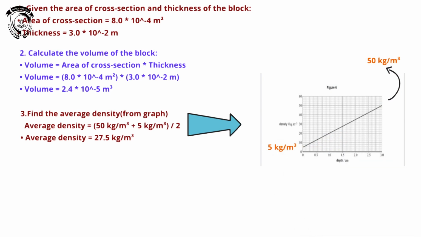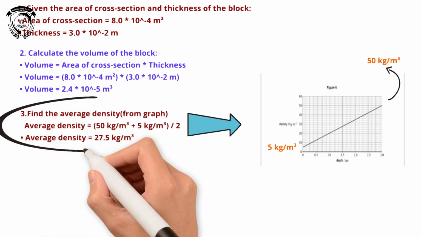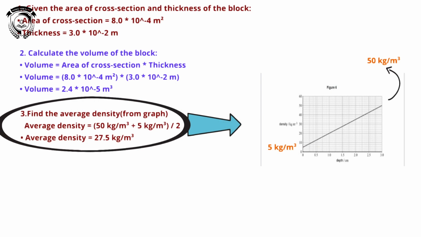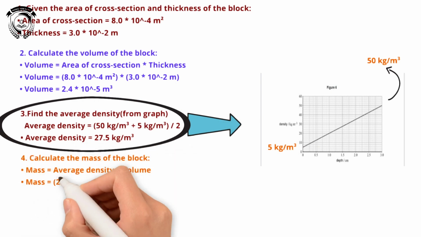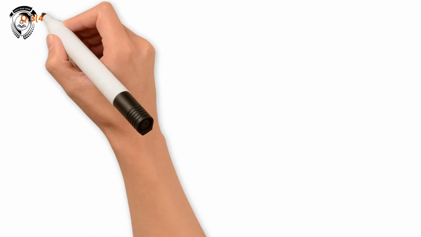How to calculate the mass? Very simple. Mass is equal to average density times the volume. So if you just solve this equation, you will get the answer. Therefore our answer to this question is that mass is equal to 6.6 times 10 raised to power minus 4 kg. So, next question.